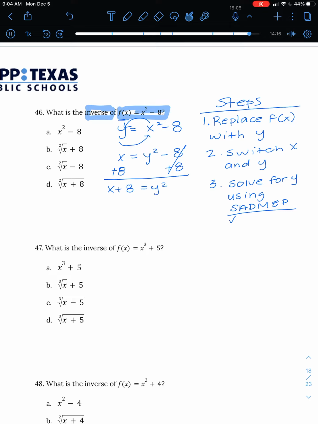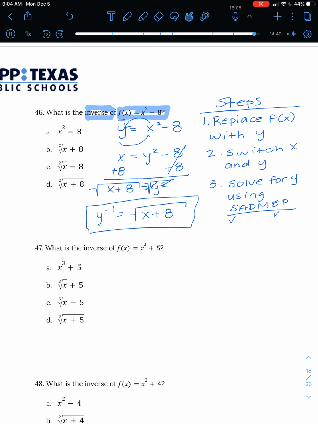After that, I'm going to go ahead and get rid of the exponent by doing the opposite of a power of 2, and that is a square root. You have to square root the whole thing on the left side, leaving you with the inverse equaling the square root of the whole thing of x plus 8. And this right here would be your answer.